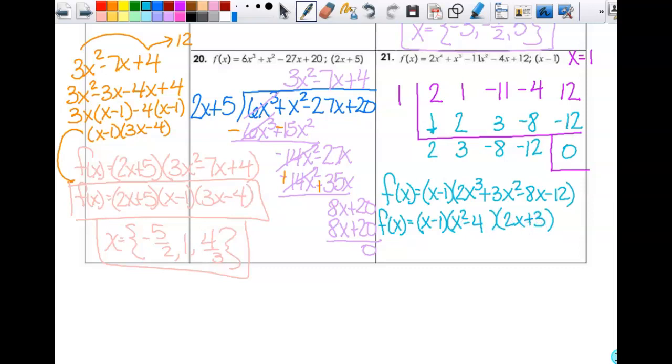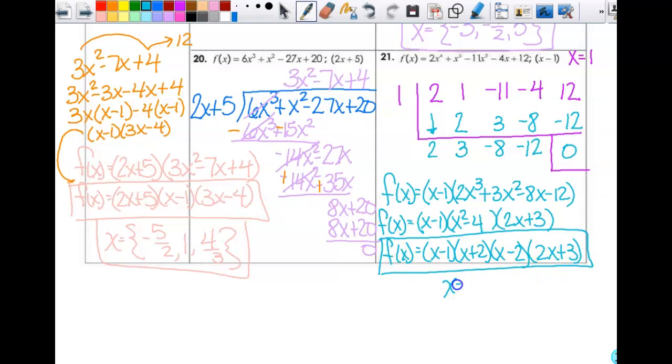Once I factor that 4-term thing with grouping, am I done factoring? No. So this is my fully factored form. Got plus or minus 2, and then negative 3/2 and 1.